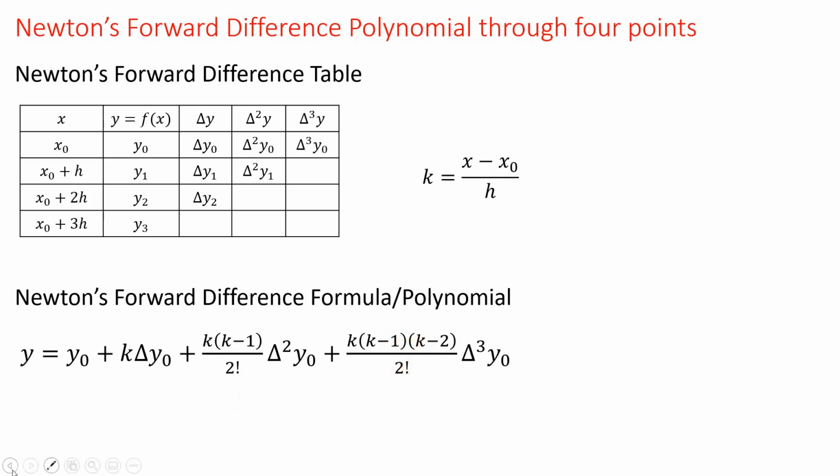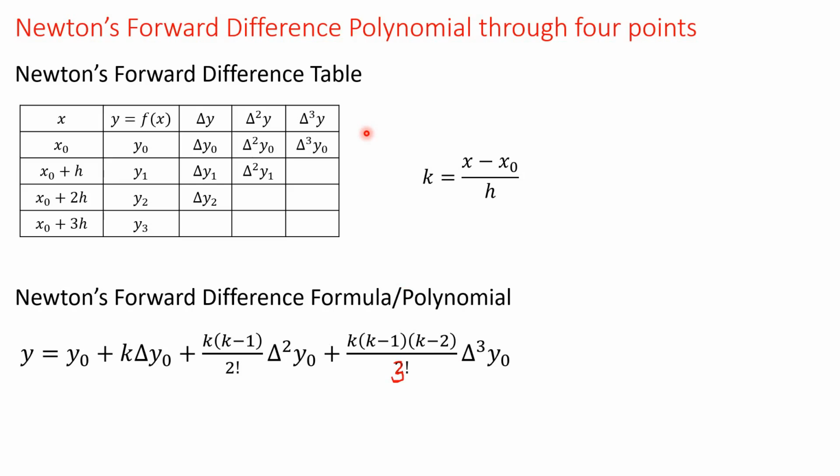Here it is not 2, it is 3 factorial, into del cube y0. Alright. Now see, this is the approximating polynomial. This polynomial will approximate the given function f of x which passes through those 4 points.